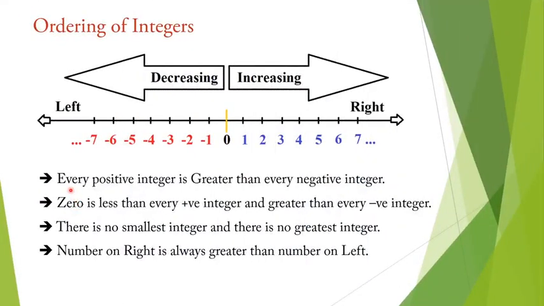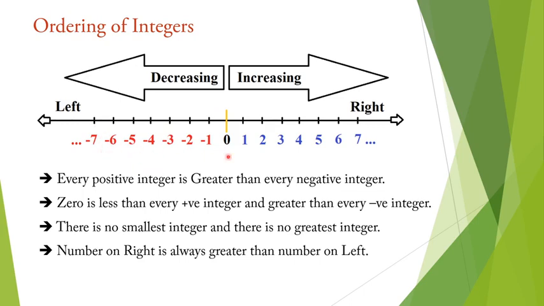Now ordering of integers. When we are moving toward the right side, the numbers are increasing. If we are moving to the left side, the numbers are in decreasing order. Take 0 here. If you are moving toward the right from 0, the numbers are increasing: 1, 2, 3, 4, 5, 6 and so on. If you are moving toward the left side, like -1, -2, -3, the numbers are in decreasing order. So all the negative numbers are what? They are in decreasing order.